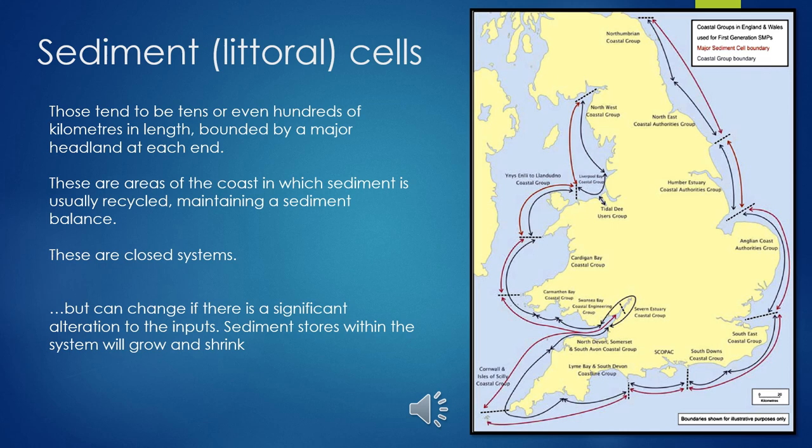When I say major event, I mean a huge storm might move some sediment from one place to another. It could be something massive like a tsunami. Hopefully we don't have any of those, but that's the kind of thing we're talking about. So sediment cells are split up. Some cells are bigger than others, some are really huge, some are quite small. It's how the UK is divided up, like loads of little tiny coastal systems all around the UK. And remember, each one is closed.